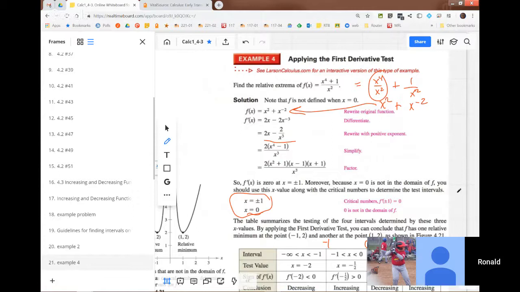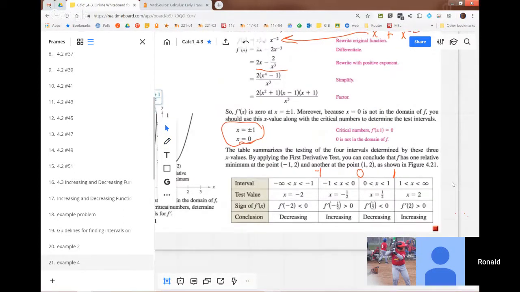And so you don't have to make a chart, but that's the idea of what you see on the right there: I've got my negative 1, I've got my 0, and I've got my 1. And then pick 3 test values. Pick something less than negative 1, like negative 2. Pick something between negative 1 and 0, like negative 1/2. And for this next test value, pick something between 0 and 1, and then pick something bigger than 1.